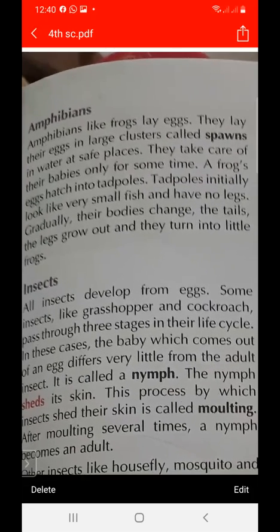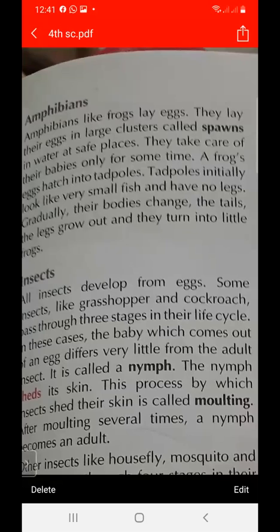So what do you mean by amphibian? Amphibians are the animals that can live both on land and in water. So this is called amphibian. And what is spawn? A large cluster of eggs is called spawn.